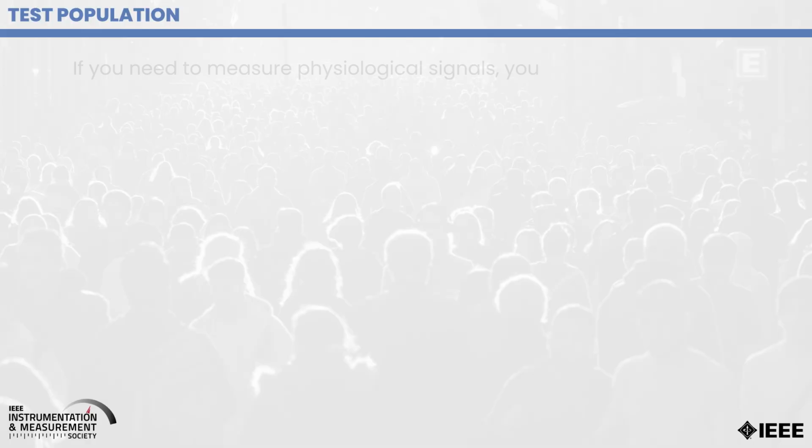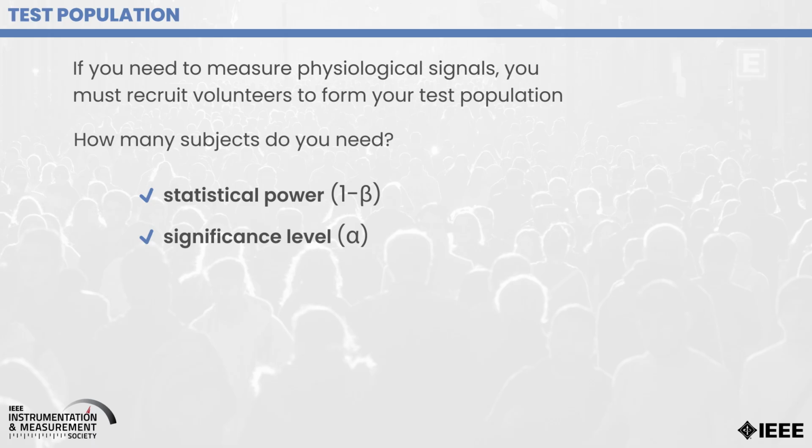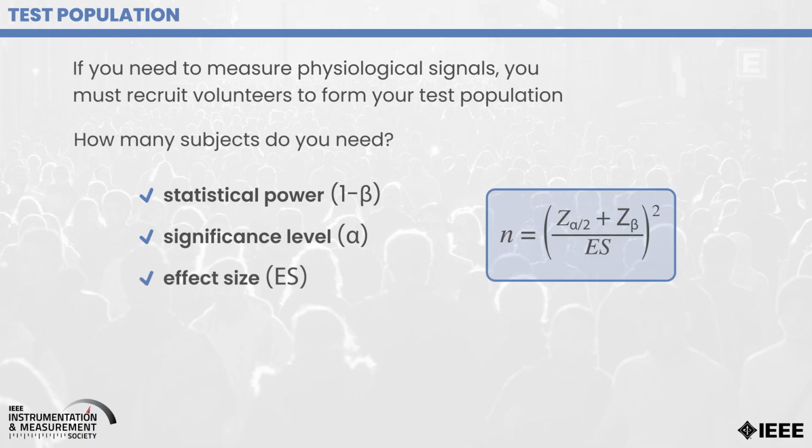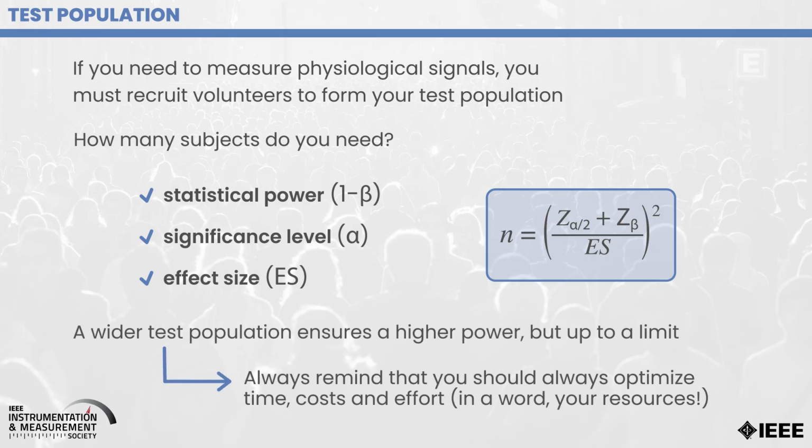Another fundamental aspect is the size of the test population. We can consider a simple equation useful when we have to compare the mean value of a certain quantity evaluated in two groups, considering a standard distribution. Statistical power, significance level, and effect size play a relevant role in this. Additionally, it is worthy to note that when you have a sample large enough, each observation added to it only marginally increases the power. You have always to optimize your resources.